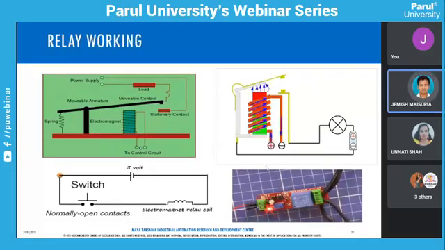This is the internal structure of that particular relay, and in this small video, or GIF file, you can see the working of the relay. When you provide supply to the coil, it introduces a magnetic field, and the contact is attracted and your device is operated. Simple. This is the simple working of a relay.